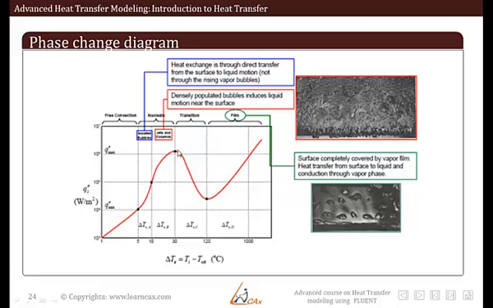After nucleate boiling, we have transition boiling where the heat transfer rate decreases slightly, and after this point, the heat transfer rate again increases within the film boiling region, in which the surface is completely covered by a vapor film. Heat transfer is from surface to liquid and by conduction through the vapor, and hence we get higher heat transfer rates over here. So this is the entire phase change diagram for boiling heat transfer.